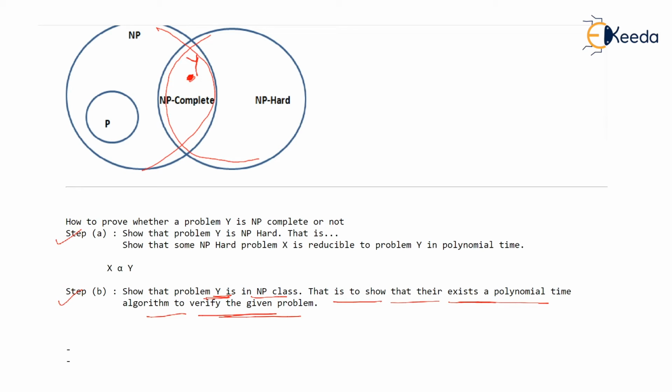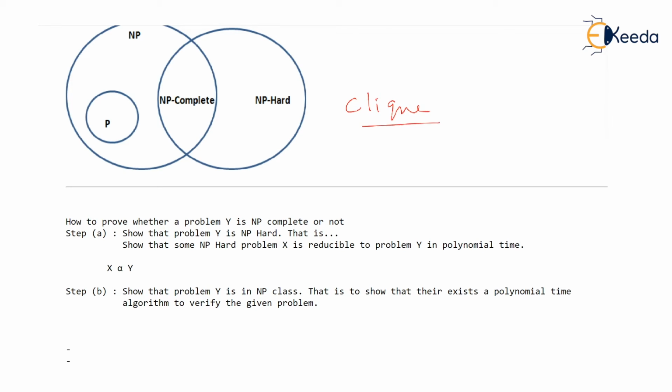I have got an example here to show how to prove whether a problem Y is NP complete or not. We will use a classic graph example called the clique problem. Many of you have heard of it, I am sure. Don't worry, I will explain what a graph problem is. This is a graph problem known as the clique problem, and somebody asks us to prove that the clique problem is NP complete.